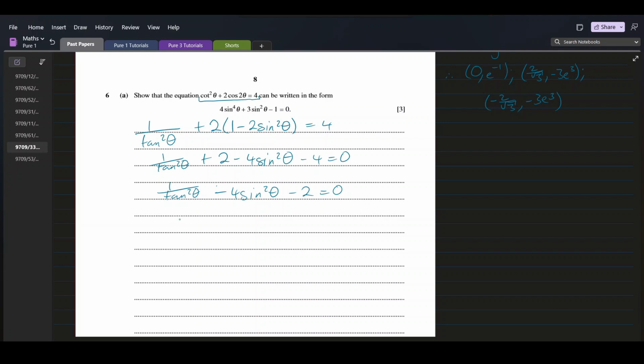We can write tan squared theta as sine squared theta over cos squared theta. So tan squared theta is identical to sine squared theta over cos squared theta. So this would become 1 over sine squared theta over cos squared theta minus 4 sine squared theta minus 2 is equal to 0. And if we resolve our fraction, that's cos squared theta over sine squared theta minus 4 sine squared theta minus 2 is equal to 0.